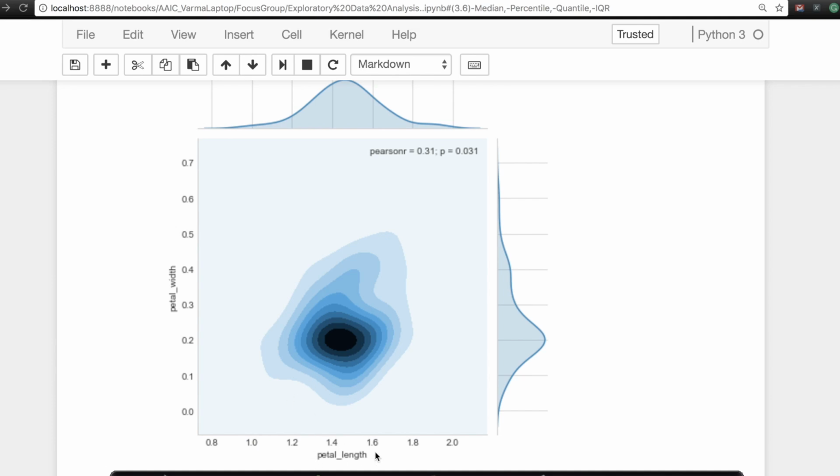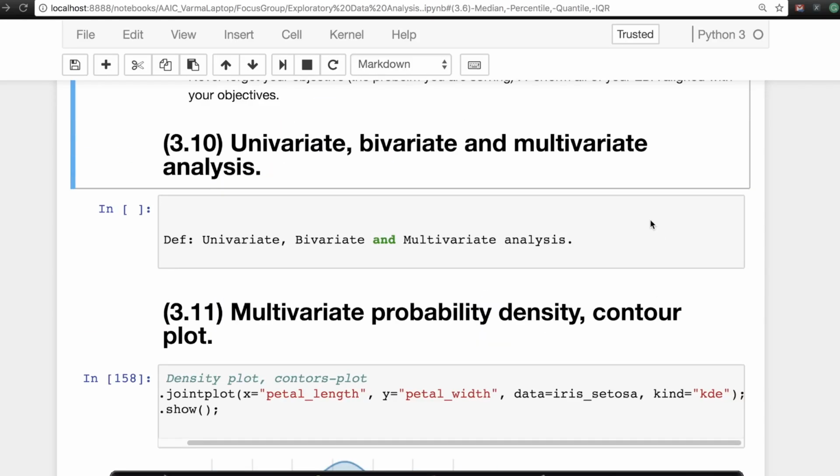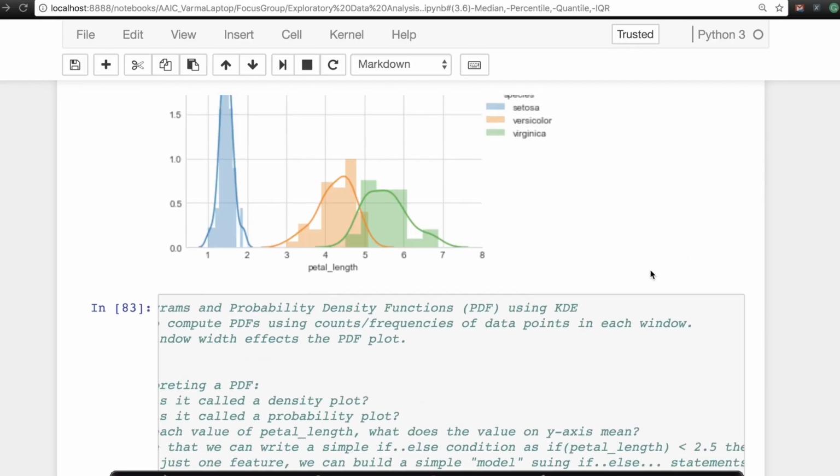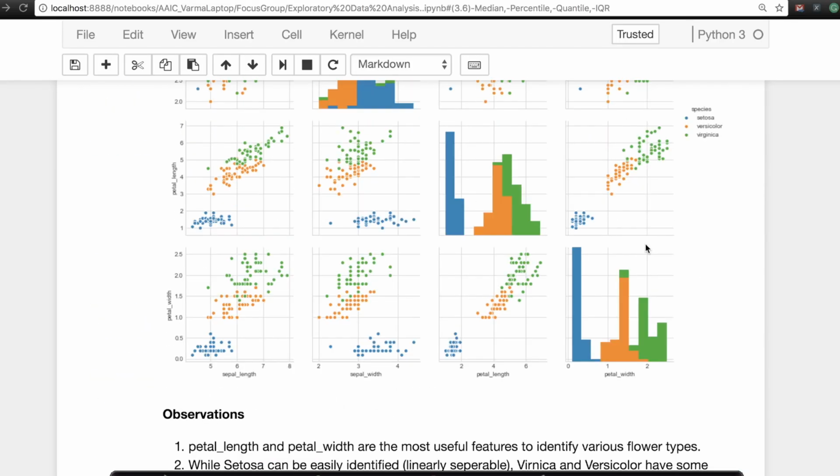My x-axis here is petal length. Remember, I've only taken setosa flowers. My y-axis here is petal width, right? So I got a scatter plot. You remember we can draw a scatter plot. Let's look at the petal length, petal width scatter plot from our pair plots, so that I can connect the dots for you much more easily. Here is my petal length on x-axis and petal width on y-axis. So this is my setosa, right?